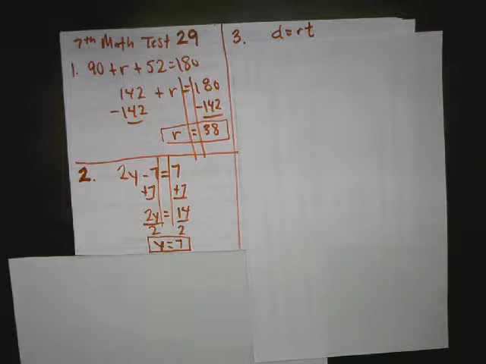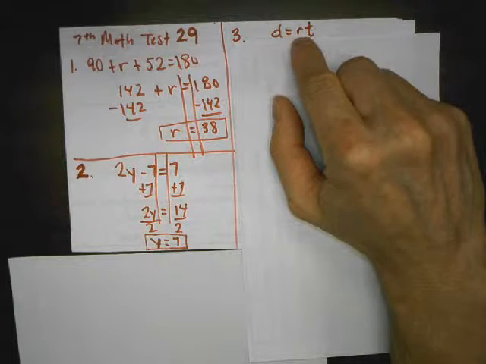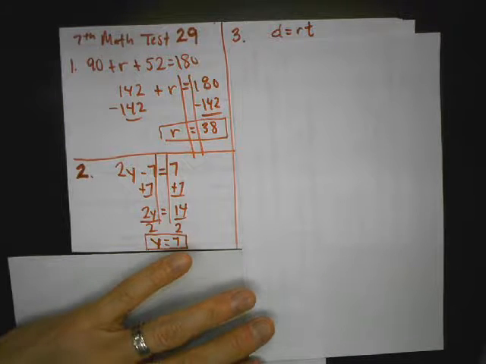So for number 3, it says Marcus hikes at a rate of 3 miles per hour. If he hikes for 7.5 hours, how many miles will he hike? Anytime they're talking about distance, we use the distance formula. And distance can always be found by multiplying rate times time. Distance equals rate times time. That's a formula that we absolutely have to memorize for many, many of our math classes. So distance equals rate times time.